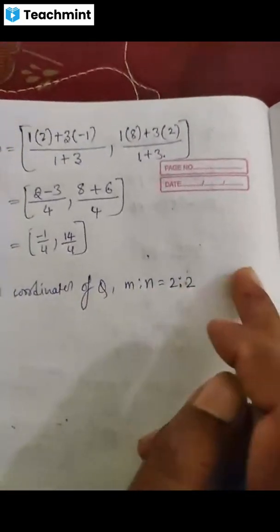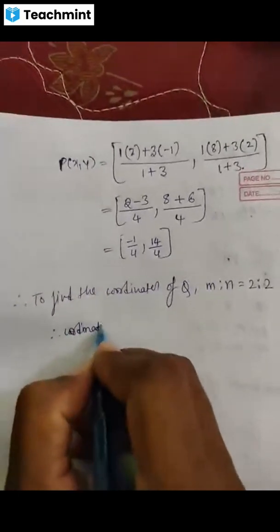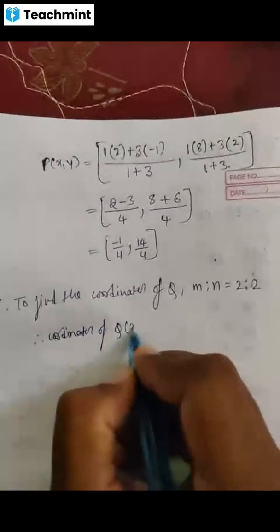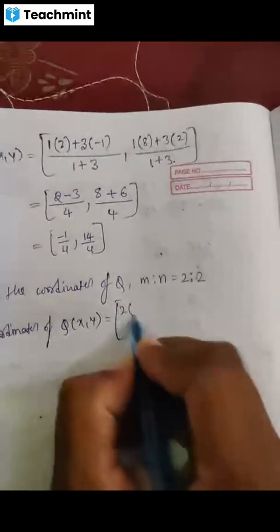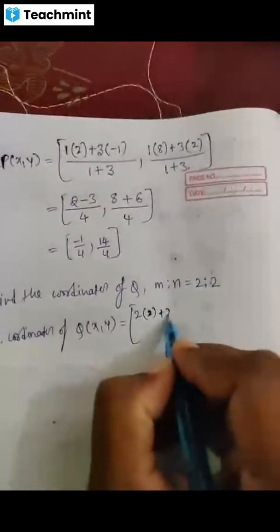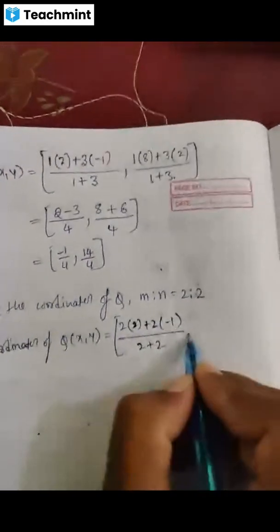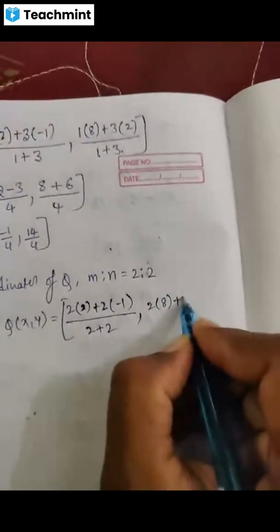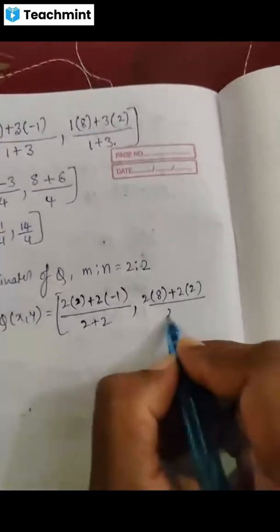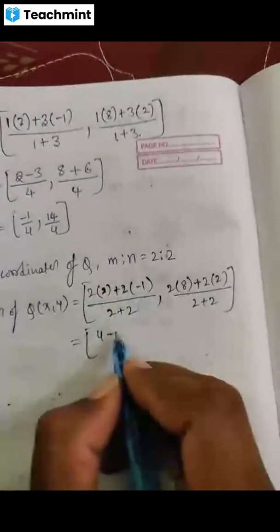The ratio is 1:1. Therefore, the coordinates of Q (x, y) are given by, what is m here? m is 2, n is 2. m x2 is 2 plus n x1 is -1 divided by 2 plus 2, comma m y2 is 3 plus 2 into 2 divided by 2 plus 2. That is equal to 2 2s are 4 minus 2, 1s are minus 2.